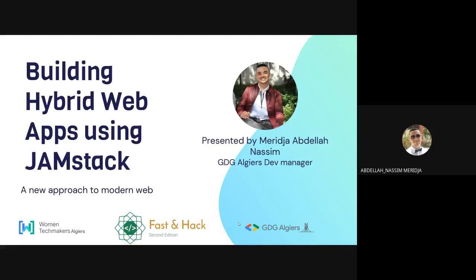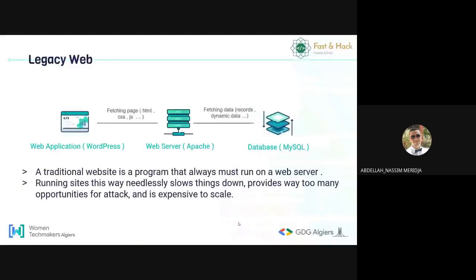Okay, so first things first, we need to understand how the legacy web worked. Back in the days, we needed to set up a web server that serves us HTML and CSS and JS. For example, we have a web application here that uses WordPress and that fetches the pages from the web server using Apache. And this web server will fetch data from a database like MySQL to build the dynamic pages.